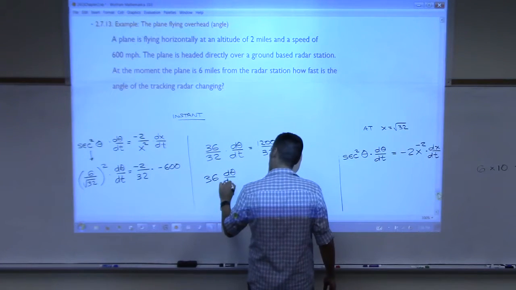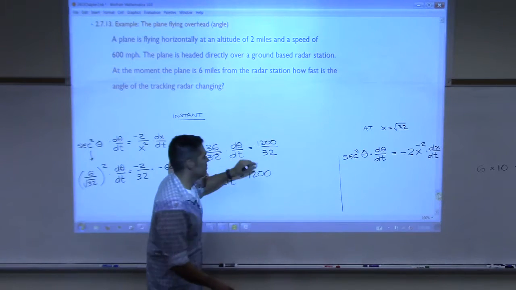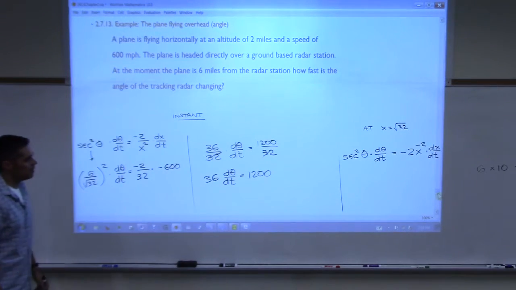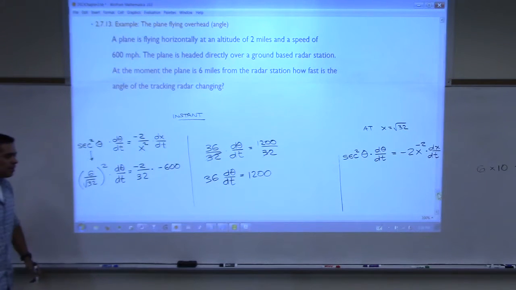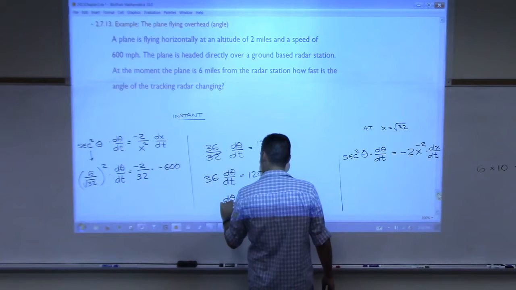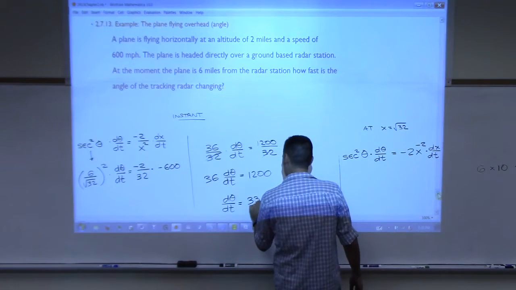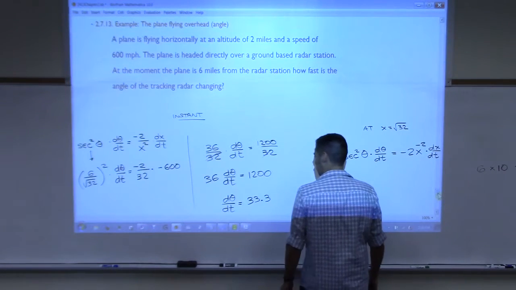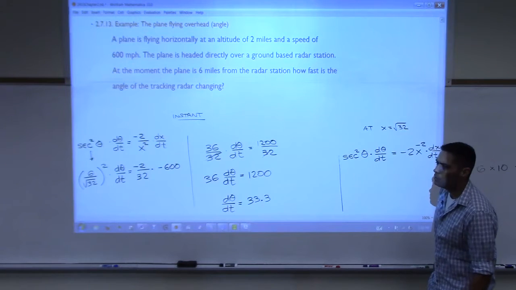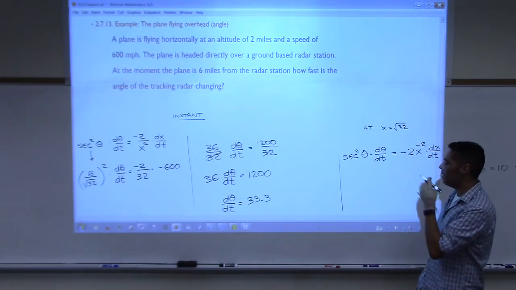Well, couldn't you just do it by the reciprocals? Yes, I could. If I were doing it, I just would have done that, and they would have been gone, like that. And then divide 1200 by 36. And what do you get? 33.333. d theta dt is what? 33.33 repeating, which is 100 over 3.